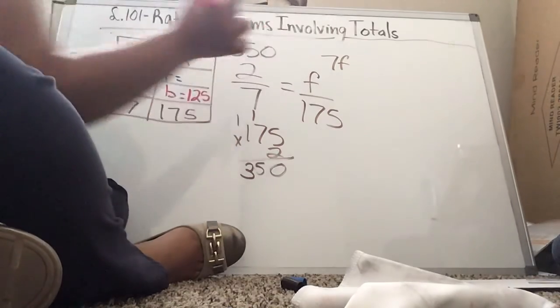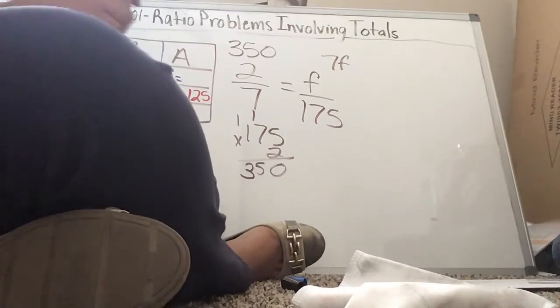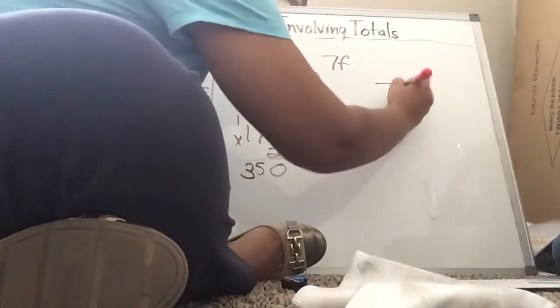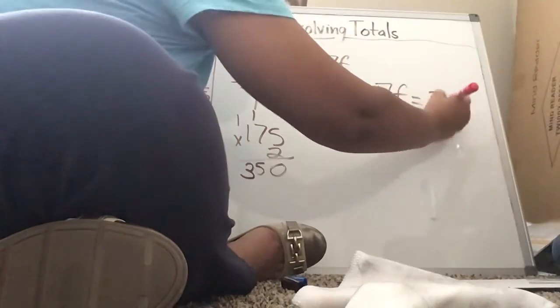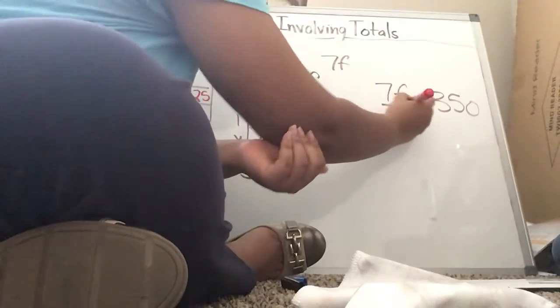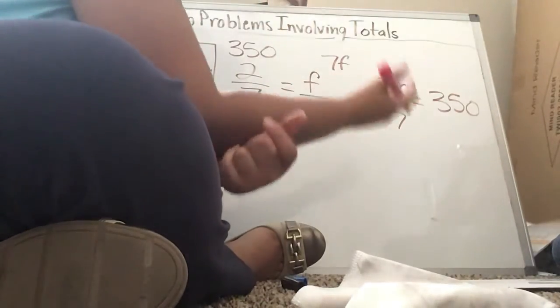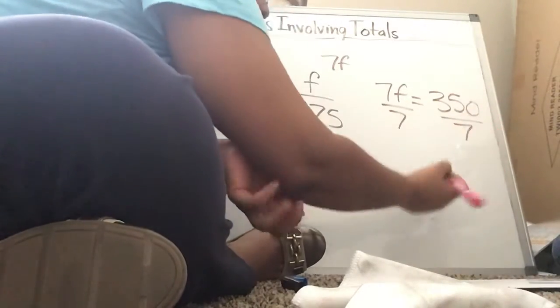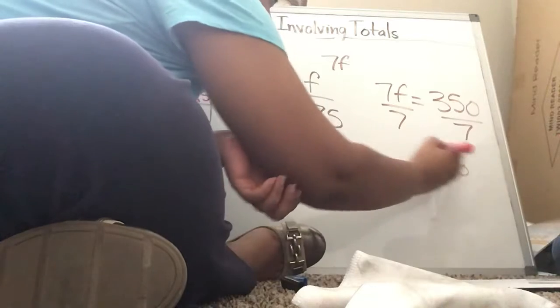All right. So now our proportion has simplified down to 7f equals 350. So we're going to go ahead and divide by 7, because right now we're multiplying by 7. In order to get that variable by itself, we have to do the opposite. So divide both sides by 7, and the amount of football players will equal 350 divided by 7.